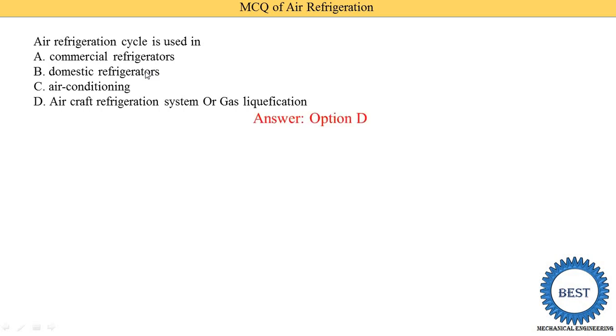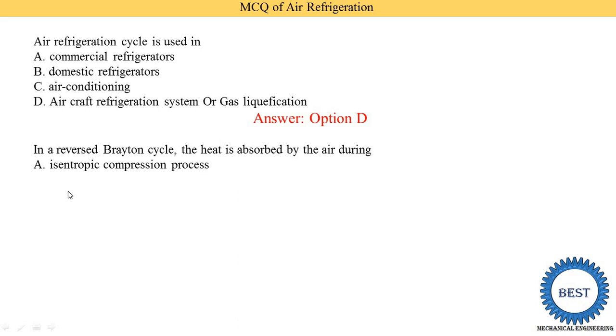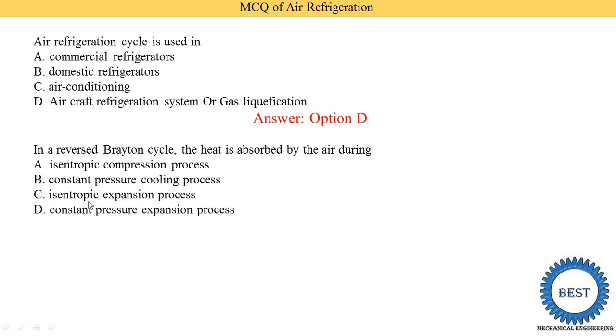In an aircraft we use the air refrigeration system, as well as for gas liquefaction. In a reverse Brayton cycle, the heat is absorbed by the air during which process? Option A isentropic compression process, option B constant pressure cooling process. During cooling the heat is rejected, but the question asks about heat being absorbed. Option C isentropic expansion: during isentropic expansion the work is produced, no heat is absorbed. And option D is constant pressure expansion process.